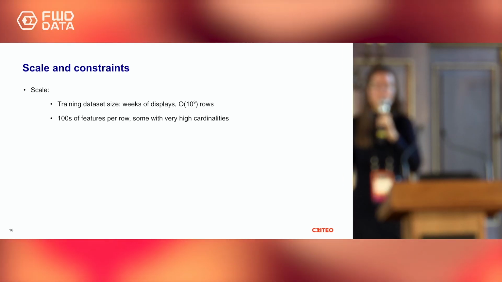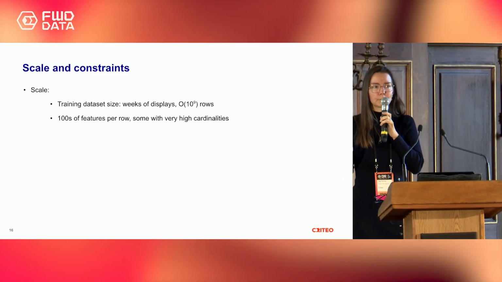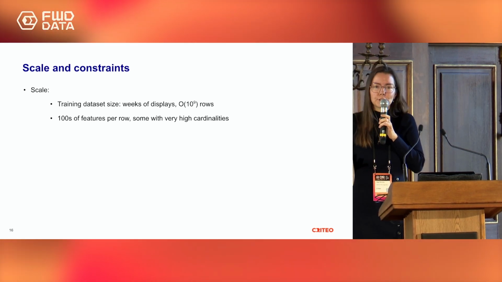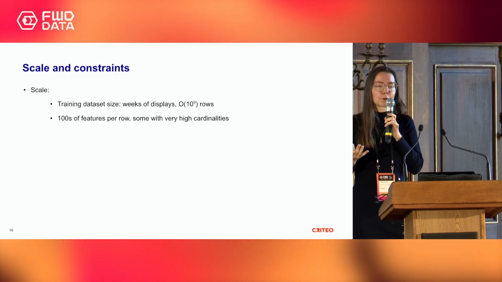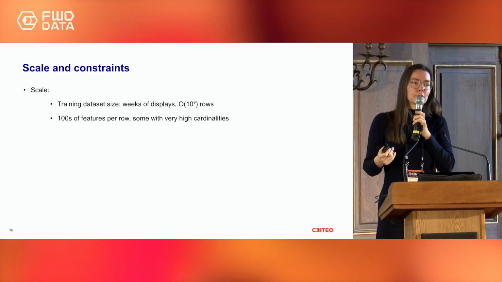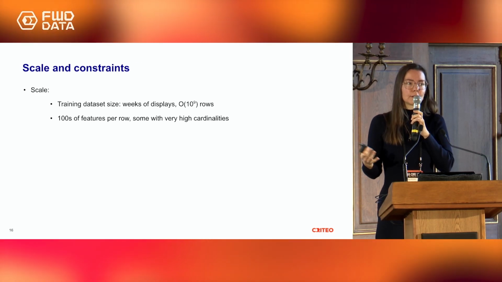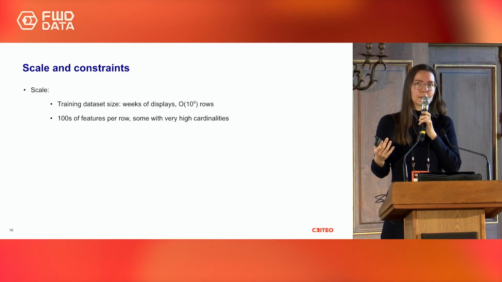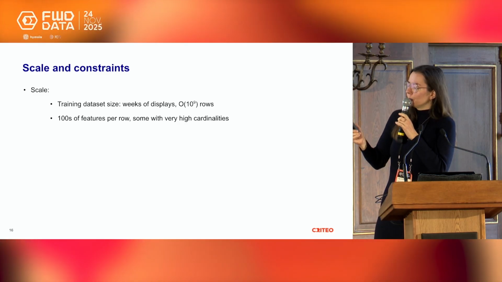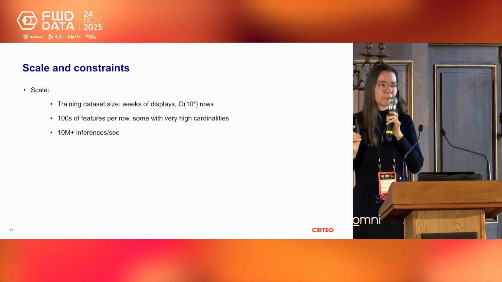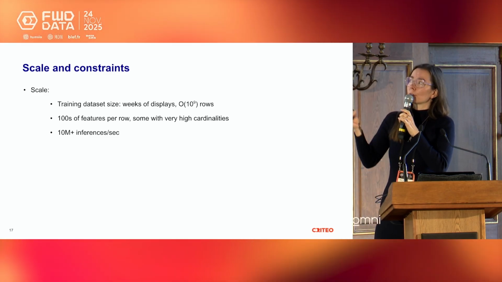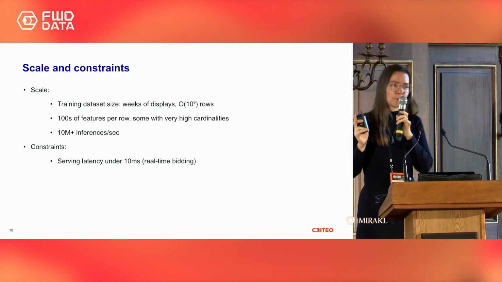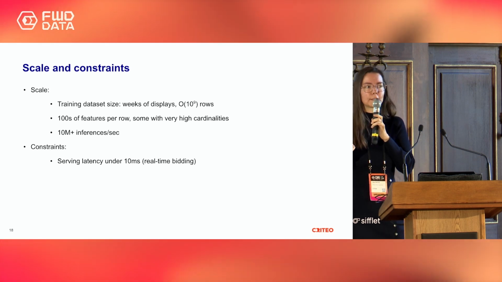Most of those features are categorical. Many of those categorical features have very, very high cardinalities because, let's say, the URL of the publisher is a feature, and as you can imagine, there are many URLs in the world. Then, of course, you have the advertiser, the campaign ID. There are also many different campaigns. So we have some categorical features whose cardinalities are in the hundreds of thousands. And then finally, there's that detail I mentioned about how we are doing 10 million plus inferences per second. And yes, the serving latency has to be under 10 milliseconds for the real-time bidding.